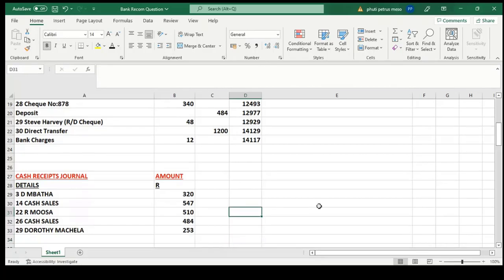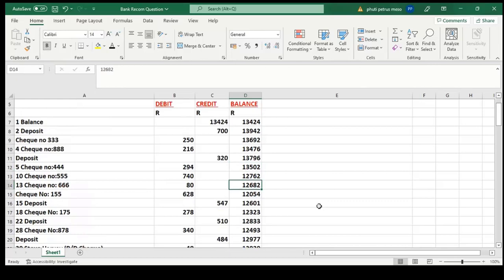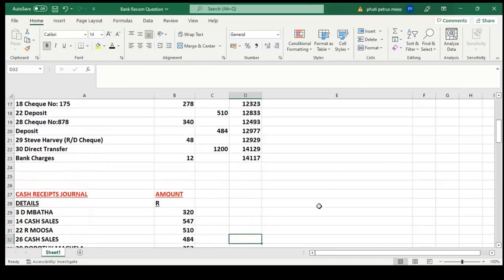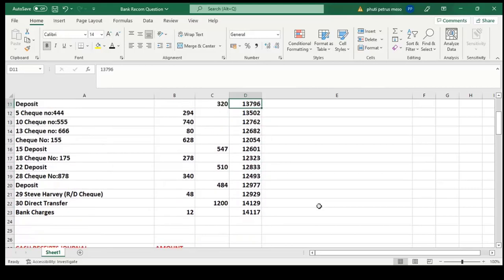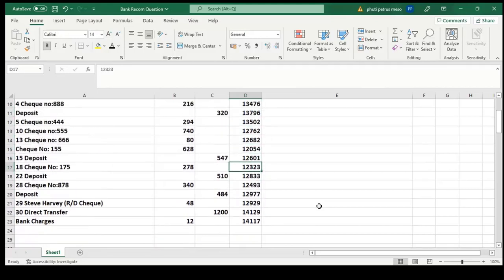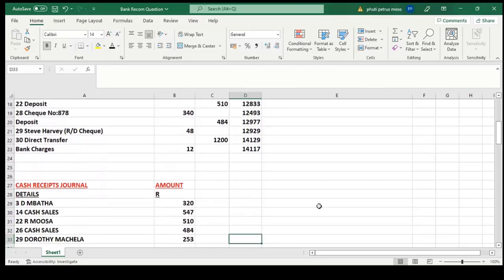So let's see now. Do we have 320? Yeah, 320 is there. Let's look at 547. Yes, you can see the 547 is here. And then we have the 510. Yes, 510 is there. Do you have the 484? Yes. Do you have the 25? No. Do you have the 1.2? No. All right, no stress.